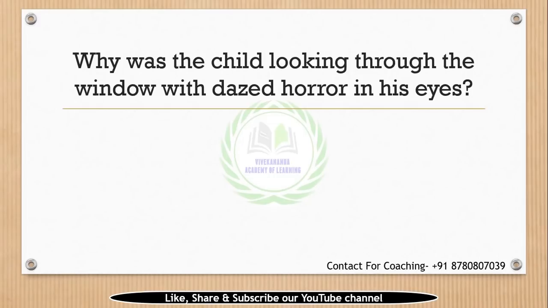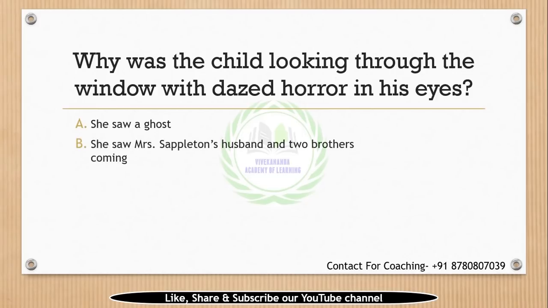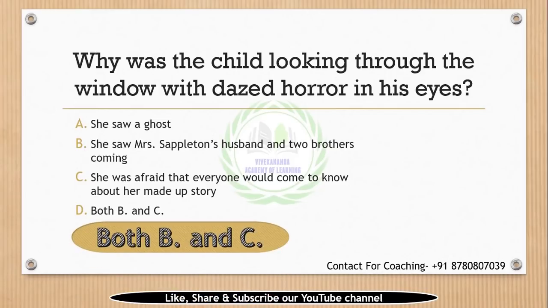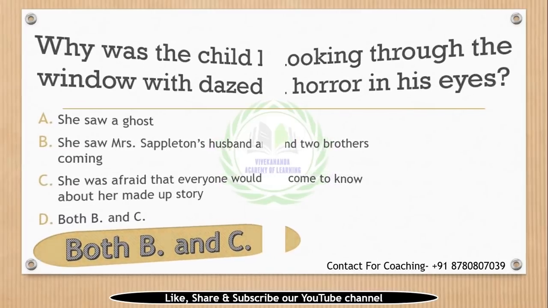Why was the child looking through the window with dazed horror in his eyes? Options are A. She was a ghost. B. She saw Miss Sappleton's husband and two brothers coming. C. She was afraid that everyone would come to know about her made-up story. And D. Both B and C. Yes. So the correct answer is D. Both B and C. Next question.